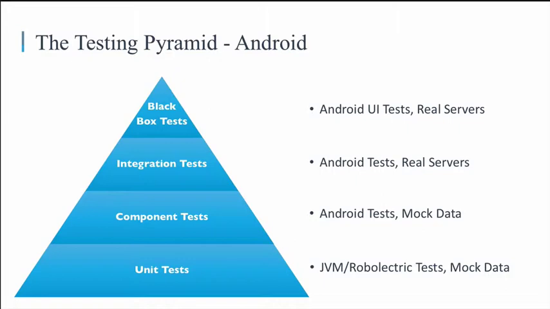Typically, your unit tests are going to run as simple JUnit tests in the JVM, or maybe use something like Robolectric that does a JVM simulation of the Android framework. And as you go up the pyramid, you're moving into instrumentation tests that require a real Android framework. So they're going to require you to launch an emulator or a device.